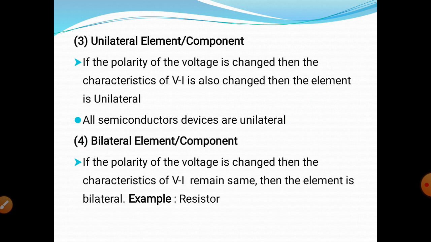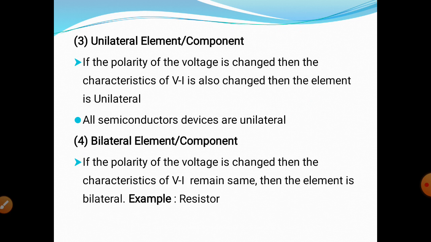A unilateral element is one where, if the polarity of the voltage is changed, then the characteristic of VI is also changed, and then the element is called unilateral. Polarity means positive polarity and negative polarity. If the polarity is changed, the VI characteristic also changes. This element is called a unilateral element. For example, all semiconductor devices are unilateral. For example, a diode. A diode only conducts for forward bias.